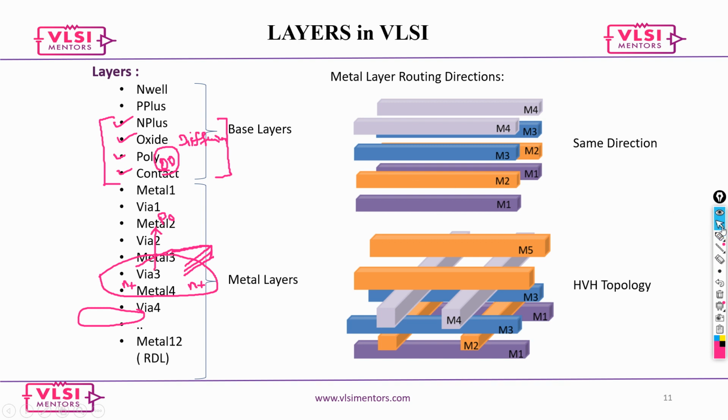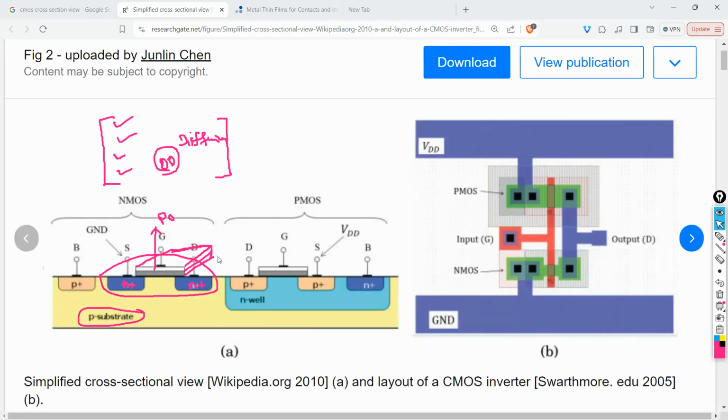Now coming back to the PMOS transistors. If you look here, you cannot manufacture PMOS directly on the P substrate. So you need to make an N type region, which we call an N-well. On top of that N-well, you have P plus, and your P plus source and drain. And then as usual, there is a gate and again an OD.